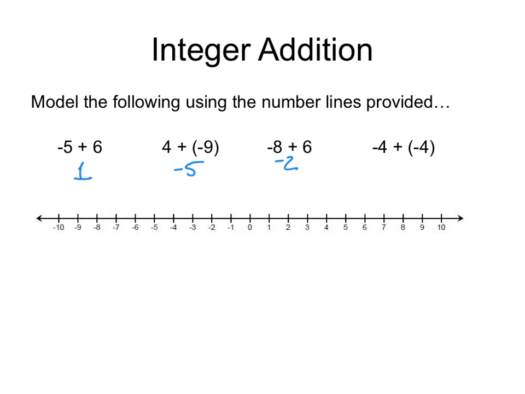One more. I have negative 4 plus negative 4. I start at 0, and I'm going to go to negative 4 first. And now I'm going to add another negative 4, which means from here I'm going to go further to the left. So I'm going to go 1, 2, 3, 4 spaces and end up at negative 8.